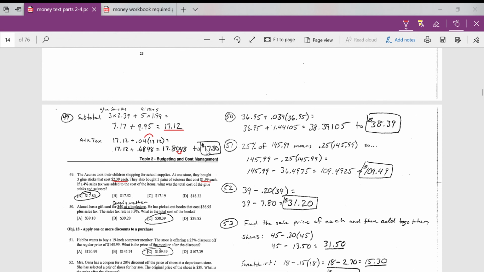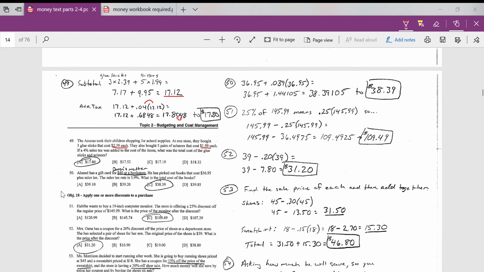Okay. Last problem, number 50. It says he has a gift card for $40 at a bookstore. He has picked out books that cost $36.95 plus sales tax. The sales tax is 3.9%. What is the total cost of the books?